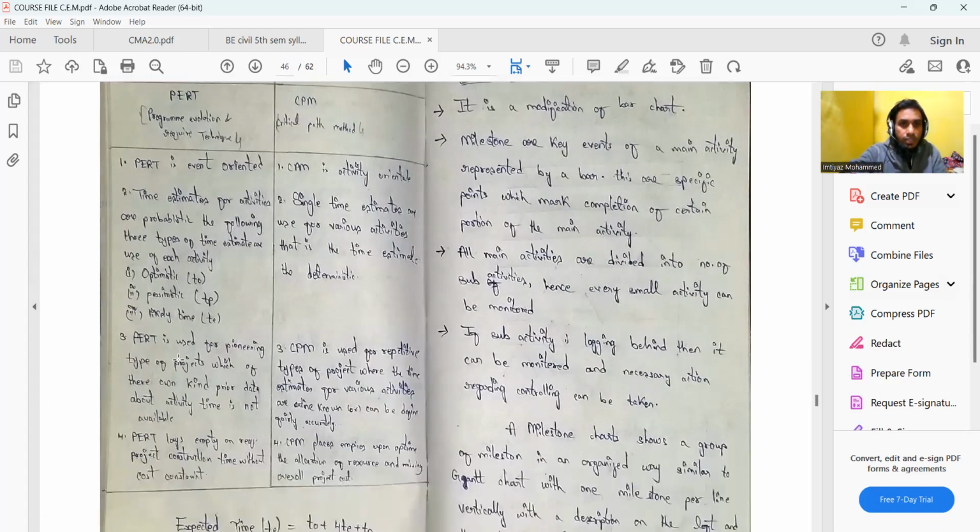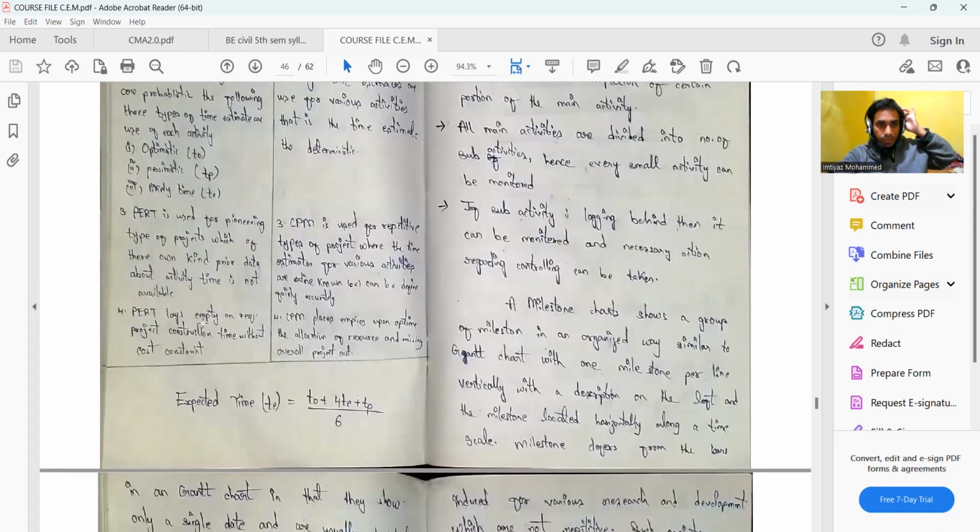Now, PERT is generally used for pioneering types of projects. By pioneering we mean those projects which are totally innovative, which haven't been done in the recent past. So there we don't have any prior knowledge or data about the different activity times. But CPM is generally used for repetitive types of projects, those projects which have been accomplished in the near past, and the contractor has a fairly good idea about the duration of the project and the duration of the different activities.